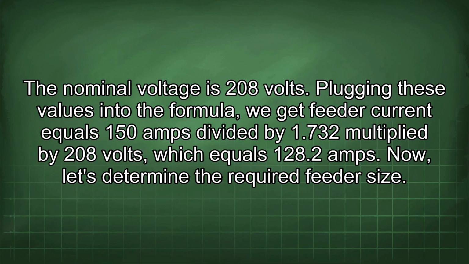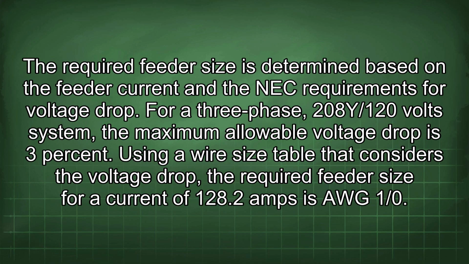Plugging these values into the formula, we get feeder current equals 150 amps divided by 1.732 multiplied by 208 volts, which equals 128.2 amps. Now, let's determine the required feeder size. The required feeder size is determined based on the feeder current and the NEC requirements for voltage drop.